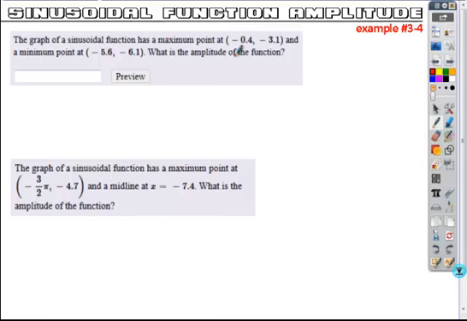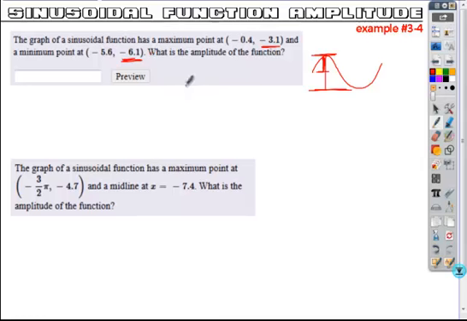And so if you're being asked to find the amplitude, remember, it is always a positive value. It's basically going to be 1/2 the distance between the max and the min. So if you have a maximum here and a minimum here, the amplitude is that cut in half. So we can simply take the distance between these 2 points and then divide it by 2. And that'll give us the amplitude.